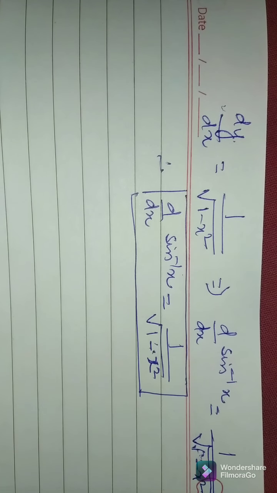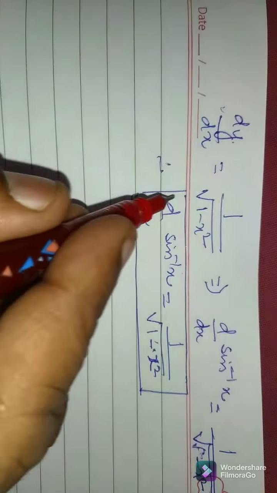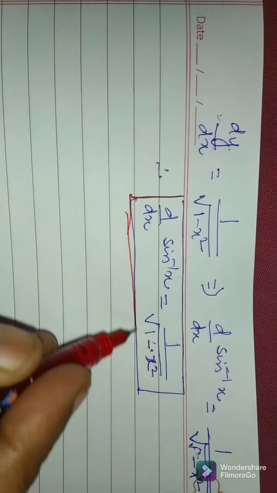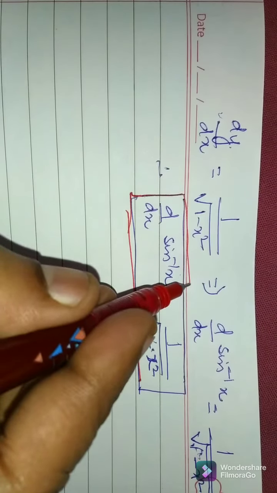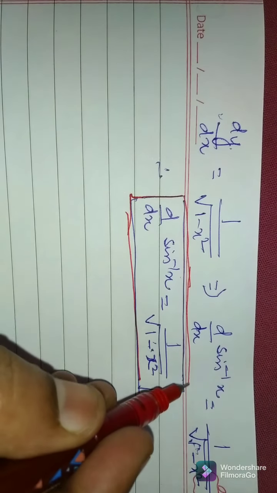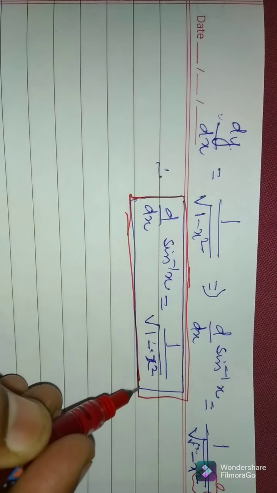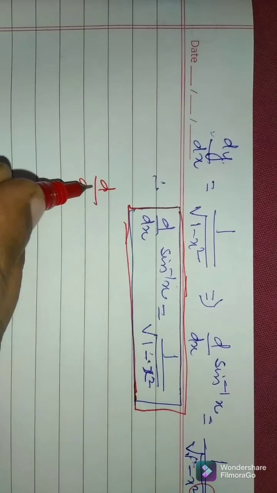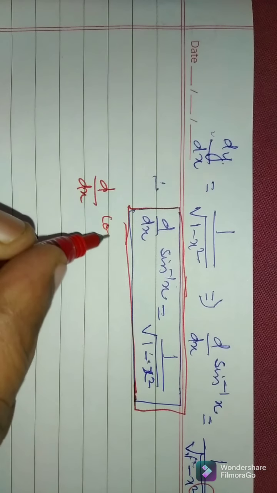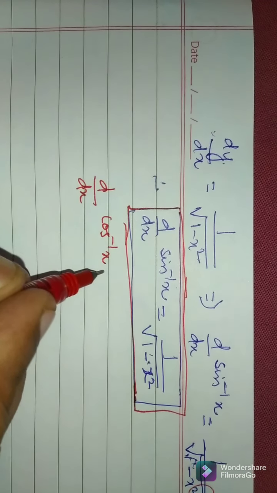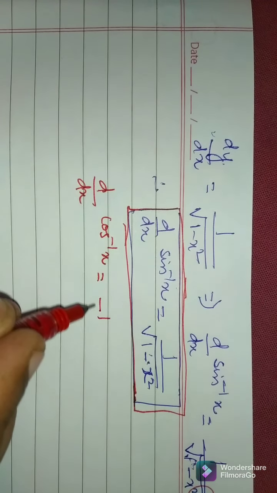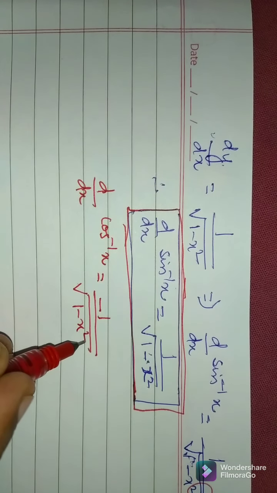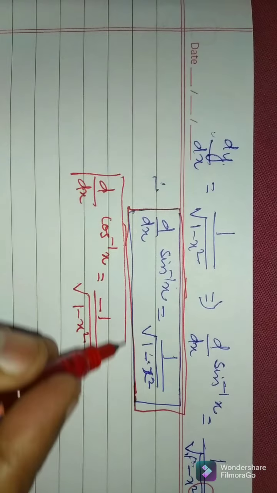You must have memorized it already, because the examination is quite close. In the same way you have to derive the differential coefficient of cos inverse x, which is equal to minus 1 upon root under 1 minus x square. Please learn this.